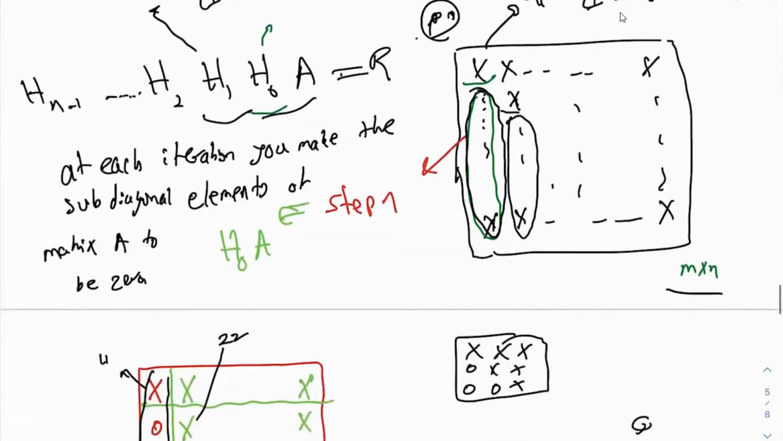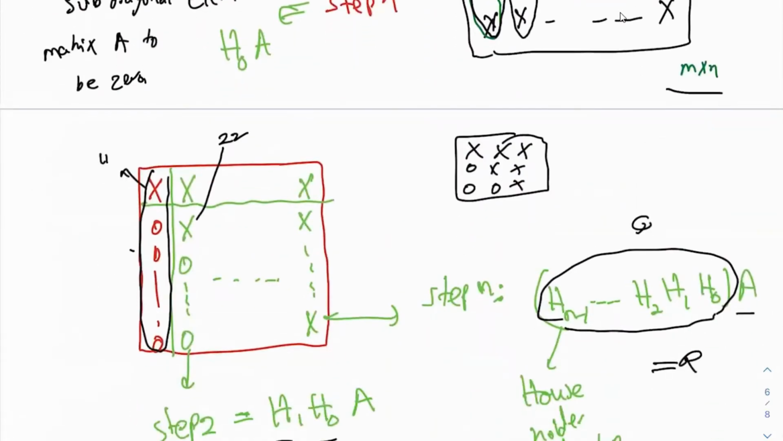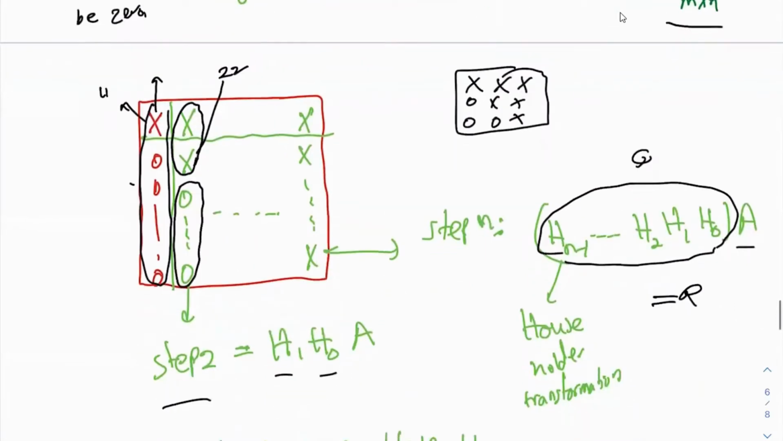The second iteration, we do the same thing. Now we take the second column of matrix A, and we make the subdiagonal elements 0 again. What do I mean by subdiagonal element? This was the diagonal element for the first column. These two are the elements that are either on the main diagonal or above the main diagonal, so the subdiagonal elements mean these. We're going to make all these elements 0. So this is step 2, which is going to be H1 times H0 times A.